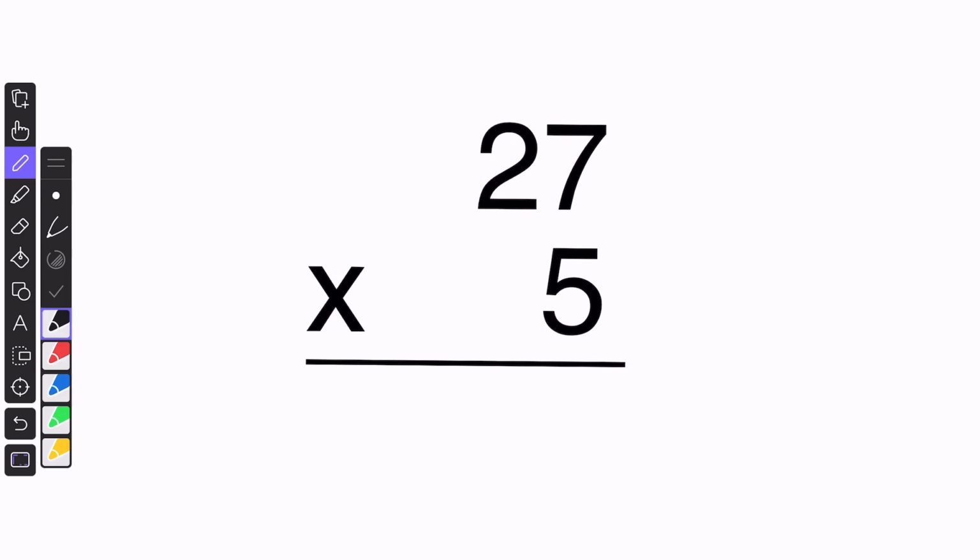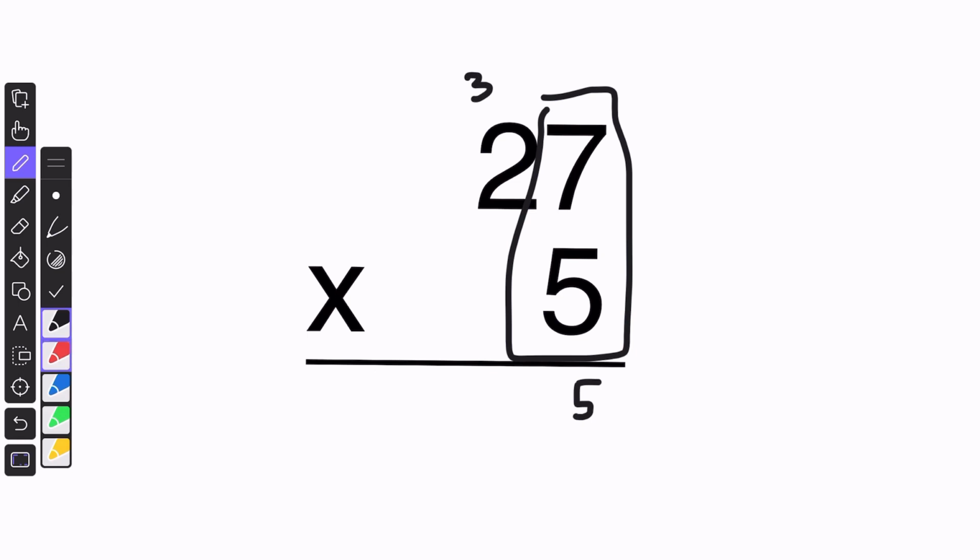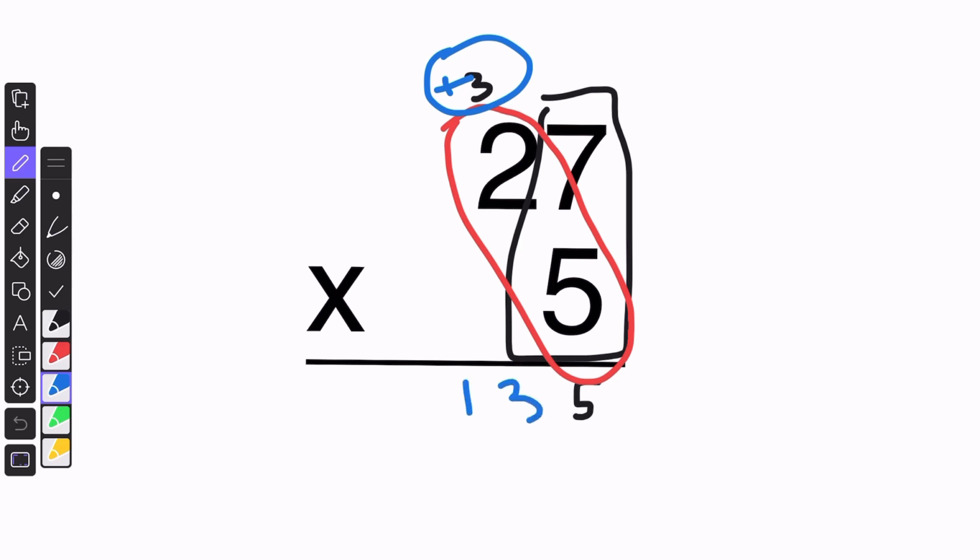Again, the same steps for this one. Step 1, 7 times 5 is 35. We're going to put the 5 up here. We're going to carry the 3 over up here. Step 2, multiply. 2 times 5 is going to be 10, and then we're going to add our number up here. 10 plus 3 is going to be 13, so our answer is 135.